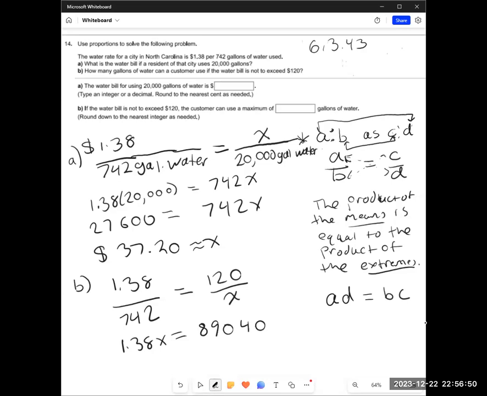And we are going to divide both sides now by 1.38, and we get, round down to the nearest integer as needed, 64,521.73913 in my calculator. I need to round down to 64,521 because I can't go over that, or I'll go over my $120 budget. They're going to charge me per any part of a gallon that I use over that. So if I use more than 64,521 gallons, they're going to charge me for 64,522 gallons, most likely. That's why we round it down to the nearest integer there.